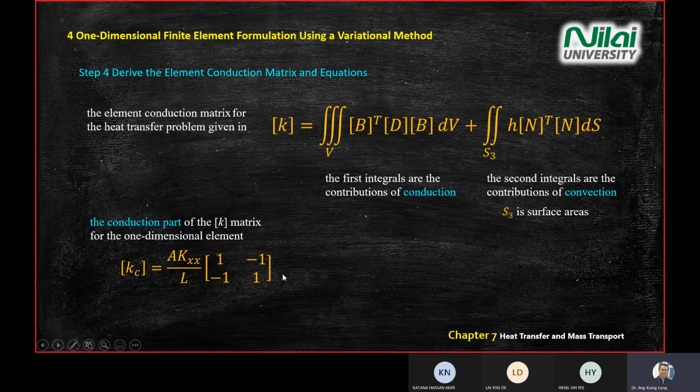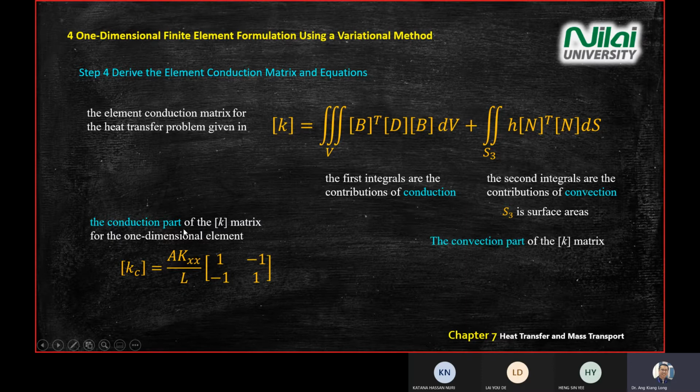If you're able to write this equation out, you at least score 1 mark in your exam. So this is an important equation. K sub C equals A KXX divided by L times this matrix. For the conduction part, if you need to find the conduction matrix for the element, you write this one and then look at the KXX given. A is the area, L is the length of the element. Then you combine into a big global matrix later on.